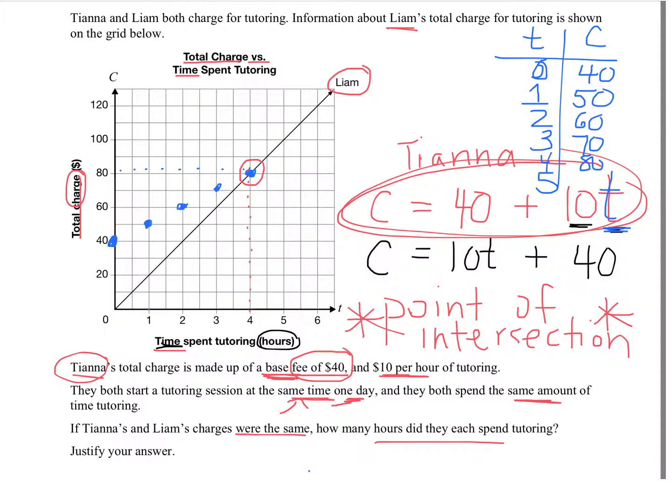5 hours, how much did Tiana make? After 5 hours? 90. And then we'll do one more. 6 hours, she made $100. So I'm going to connect the points here. Now the question says, if Tiana and Liam's charges were the same, how many hours did they each spend tutoring? 4. So at $80, they spent 4 hours tutoring. Good.